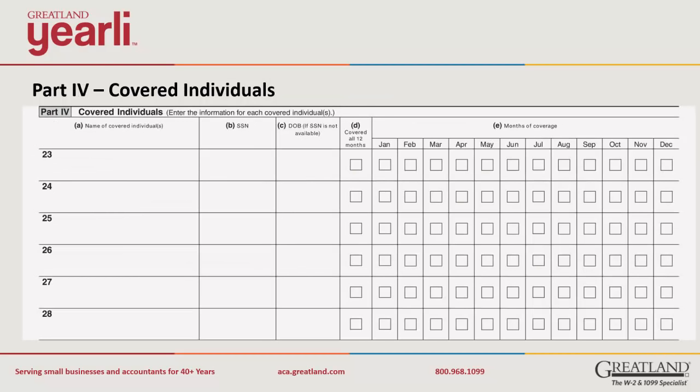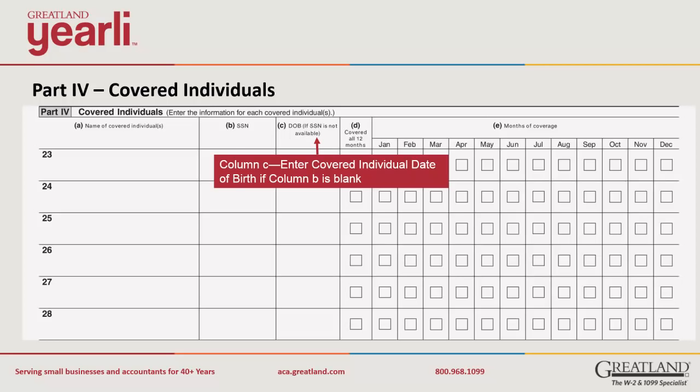The last part, Part 4, reports information on any individuals covered under the policy. Column A should list the name of each covered individual. In column B, you report the covered individual's Social Security number or taxpayer identification number. If you do not have the covered individual's Social Security number, you can enter the covered individual's date of birth in column C if column B is blank.